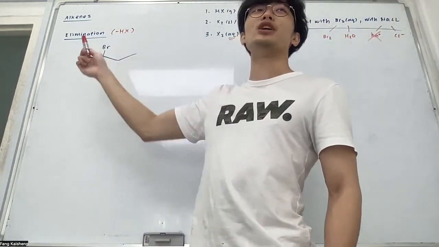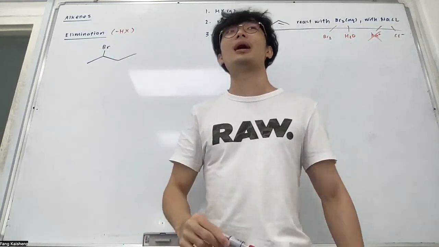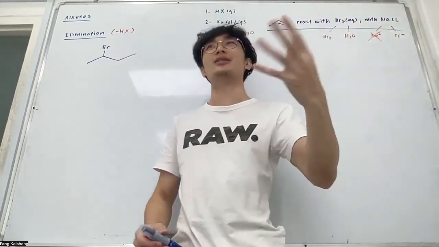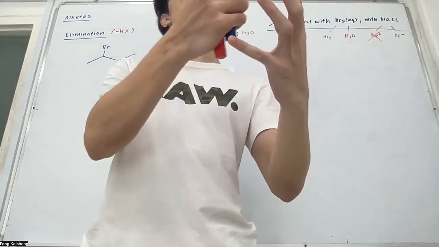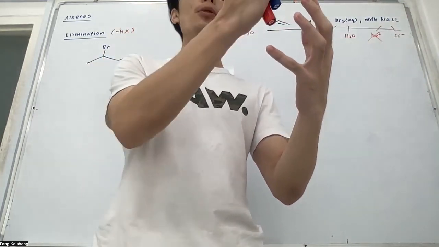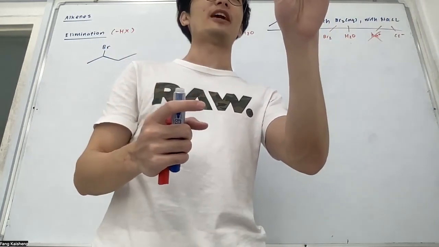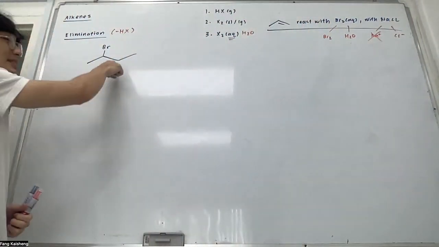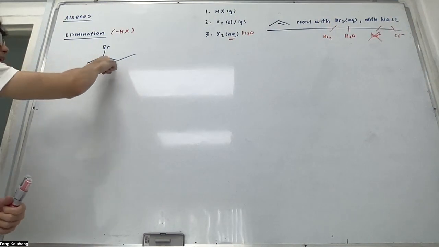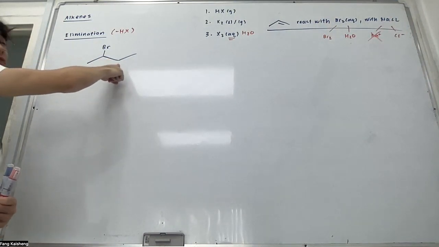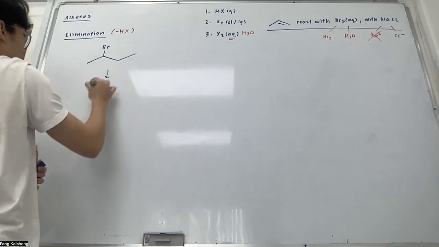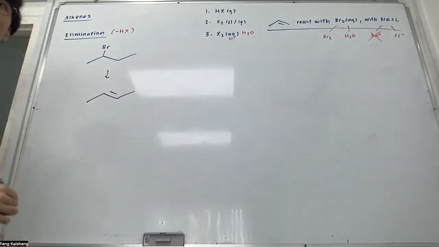But where can you remove the H from? Can it be from the same carbon? Doesn't make sense, right, guys? You cannot remove the H and the Br from the same carbon. If not, how are you going to form back a double bond? Double bond means two carbons are affected, so the carbon that gets affected is the carbon beside it. So beside this, does it have an H? If the answer is yes, just remove it. So one product here is the double bond here, correct?